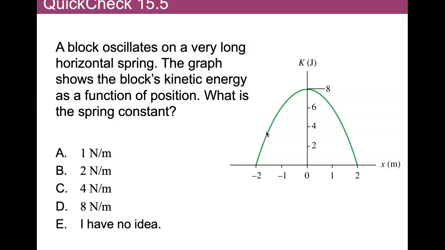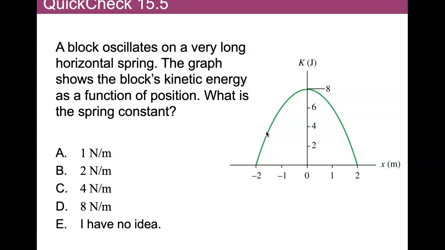we discuss it together. All right, so we have a block that oscillates on a very long horizontal spring. And this shows the block's kinetic energy as a function of position. What is the spring constant? Okay, so how should we approach it? So we know the amplitude, right? We know that the kinetic energy is 0 at x equal to 2 and minus 2 meters. So the amplitude is 2 meters. Okay. And we know that the maximum kinetic energy is 8 joules.